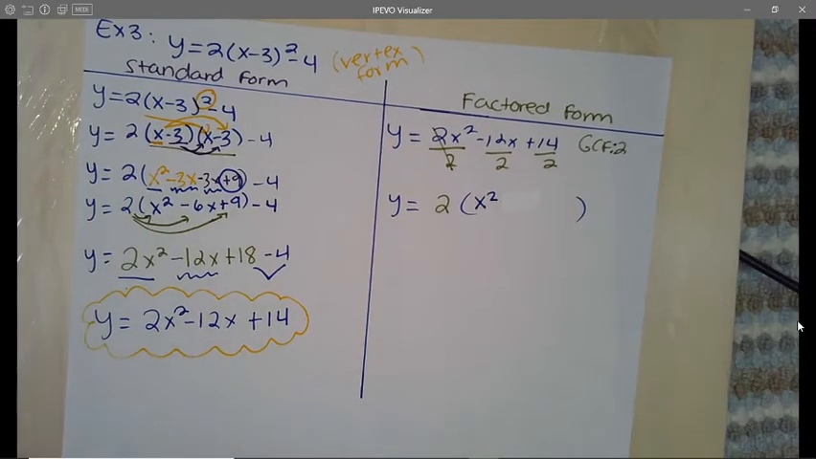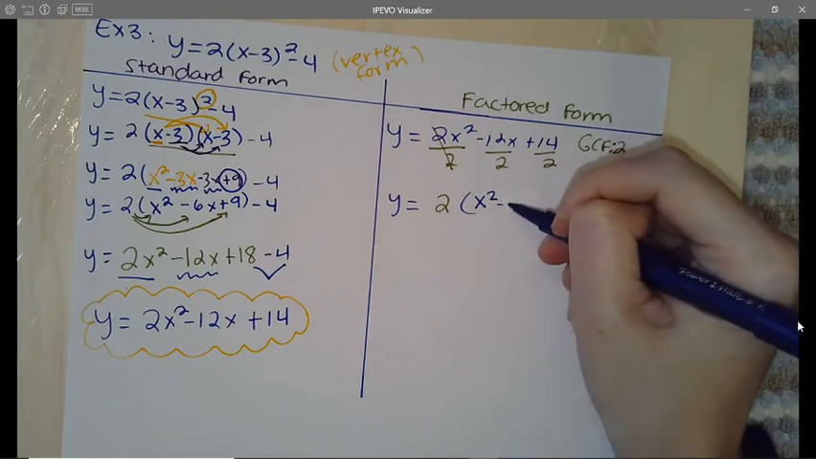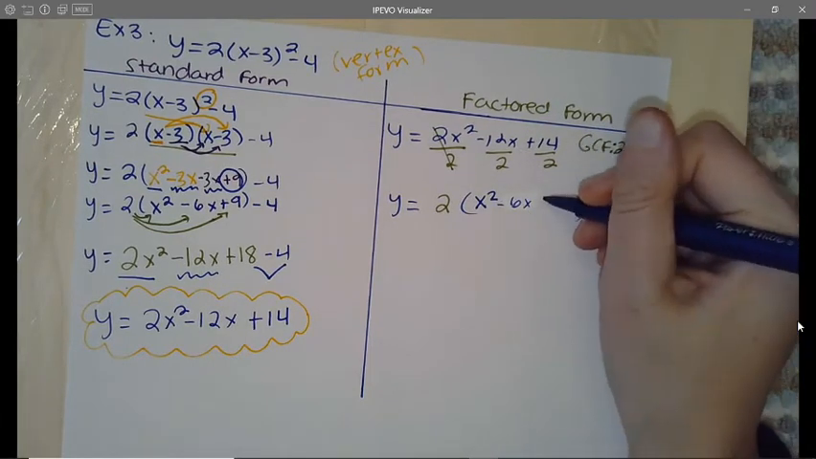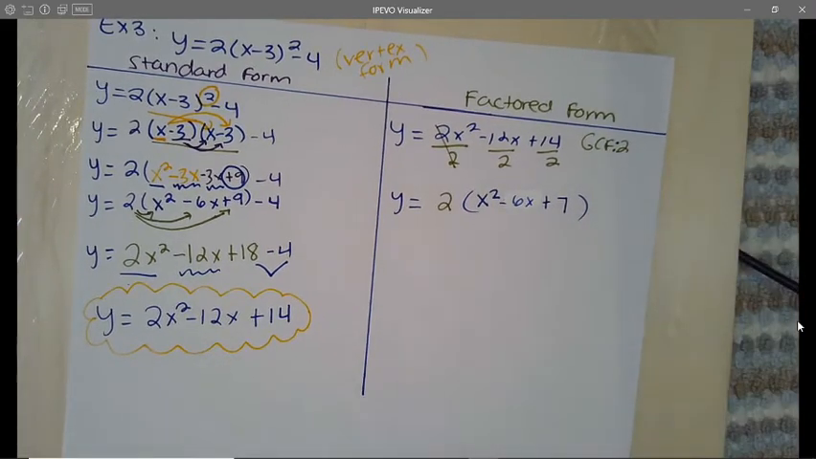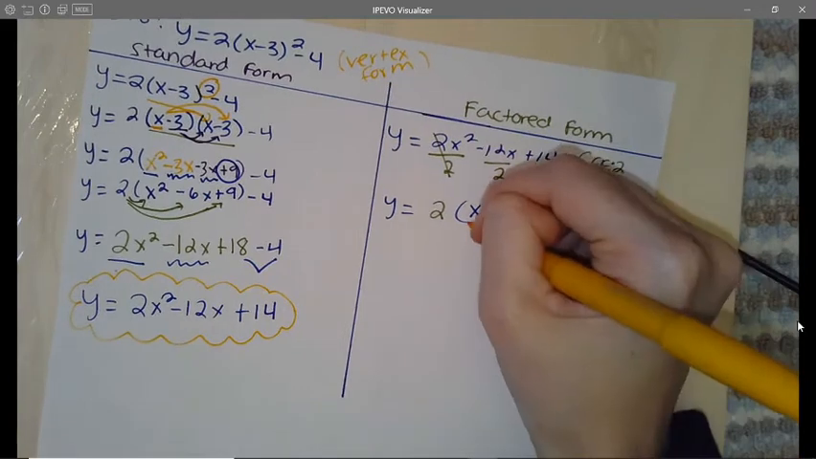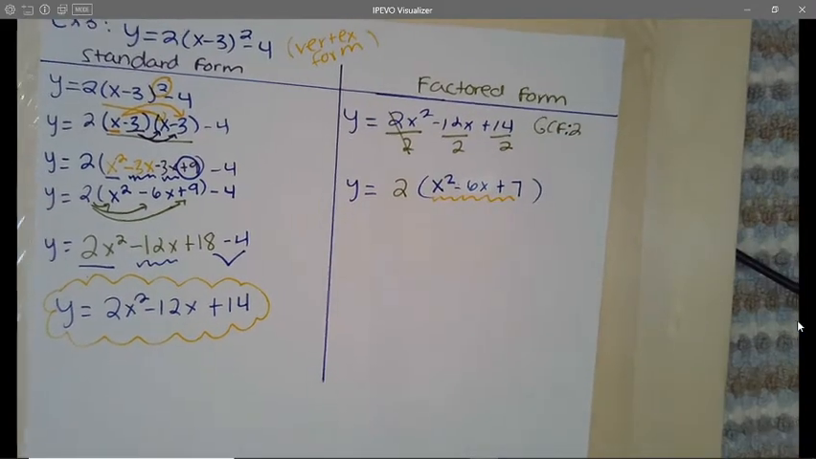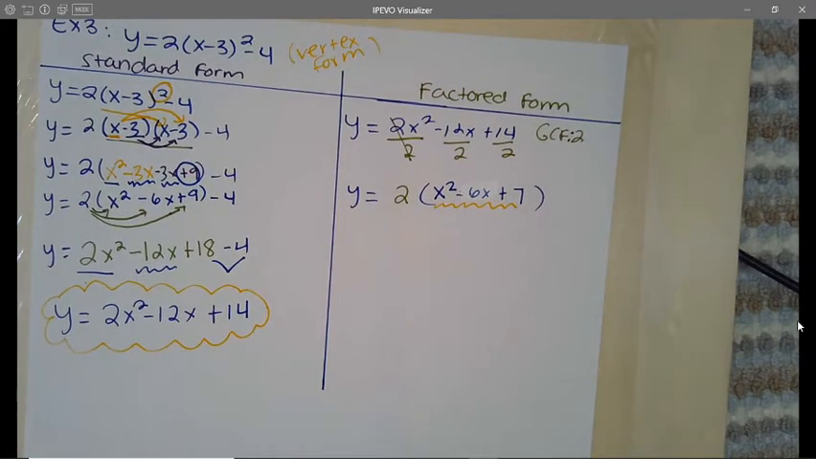Oh no. Okay, so negative 12x divided by 2. Well, negative 12 divided by 2 is negative 6. And then I just bring on down the x. 14 divided by 2 is 7. Okay, so from here, you guys always look inside your parenthesis and you ask yourself, can I keep factoring? Okay, and we always hope we can because we love to factor.